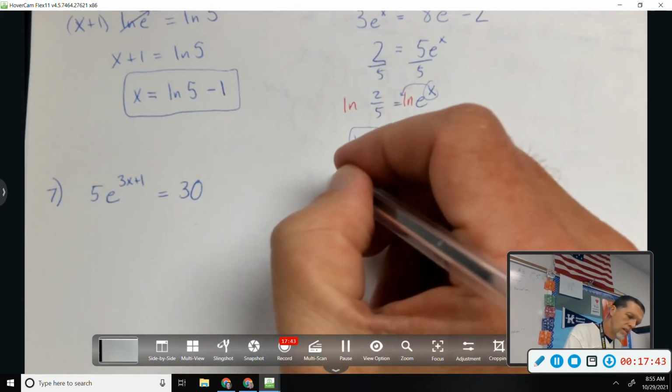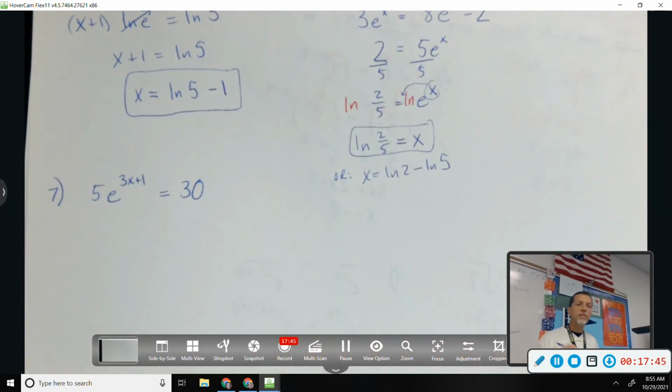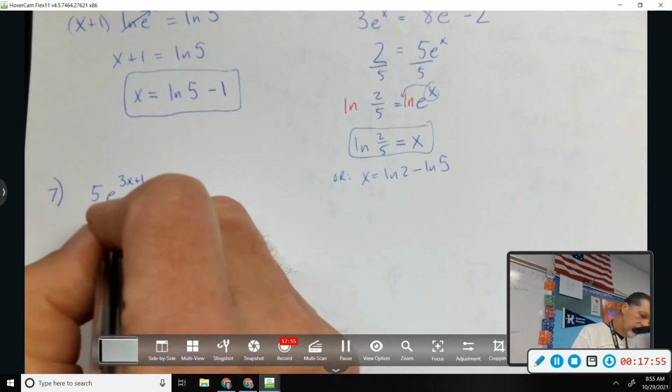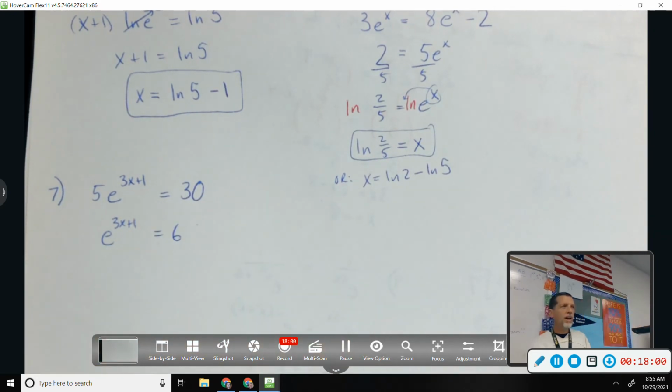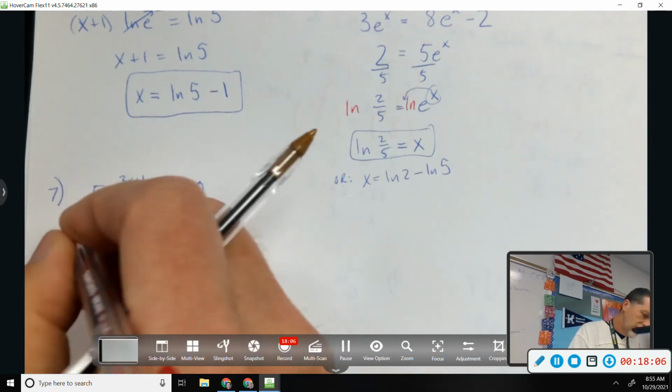So number 7: 5 e to the 3x plus 1 equals 30. What should we do first? Divide by 5. E to the 3x plus 1 equals 6. What next? Now we can natural log both sides. That will fix the exponent thing for us.